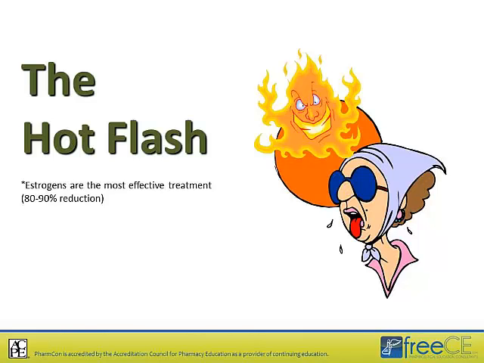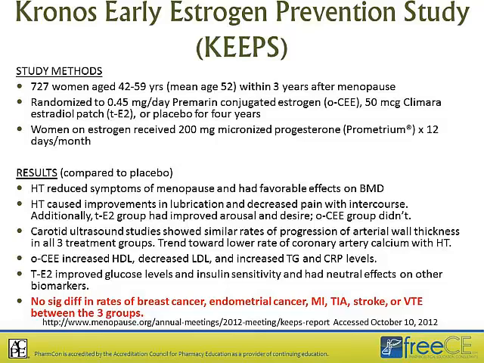The Kronos Early Estrogen Prevention Study, or KEEPS study, is a study that's recently been conducted and initial results have been published in abstract form. This was a study involving 727 women aged 42 to 59 with a mean age of 52. So these women were relatively new to menopause. And they were randomized to a lower dose of Premarin, 0.45, as an oral conjugated estrogen, 50 micrograms of Climara estradiol patch, or placebo for 4 years. Women on estrogen also received 200 milligrams of micronized progesterone, or Prometrium, at least for 12 days per month.